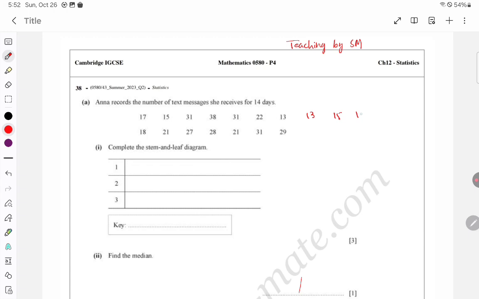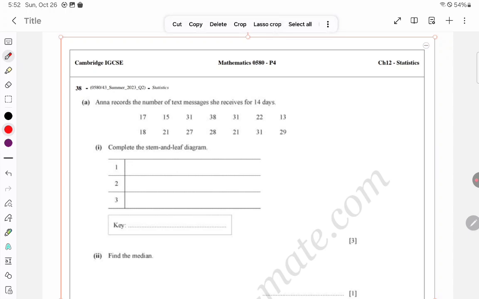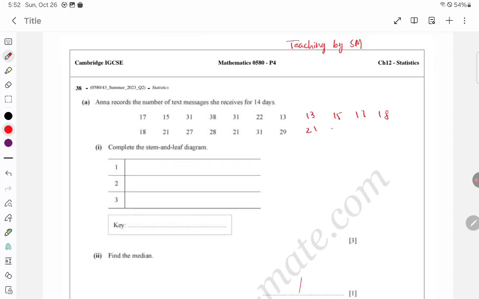15, 17, 18, 21, again 21, 22, 27, 28, 29, 31, 31 again, 31 again, and 38. So we arrange this table.